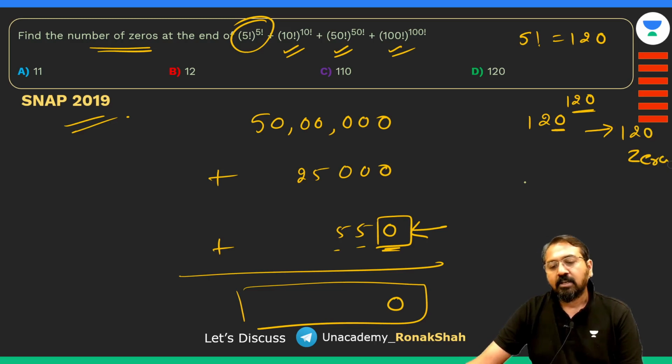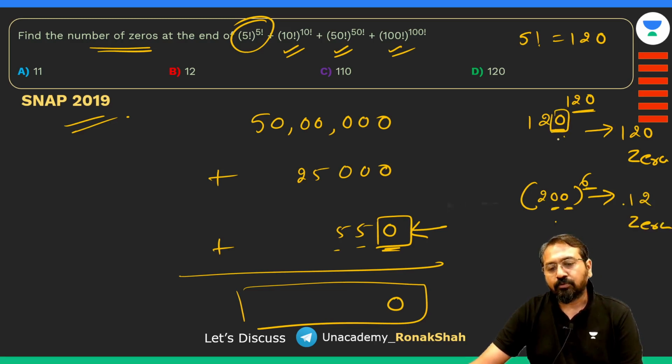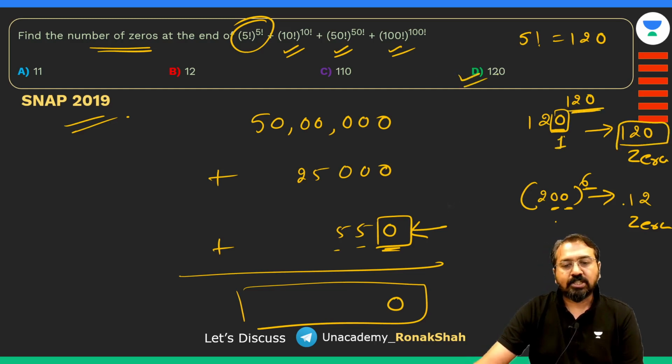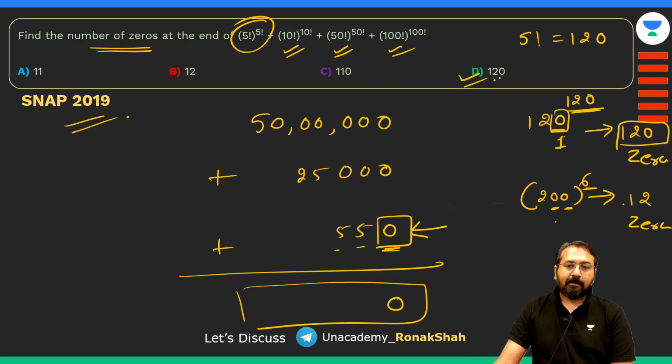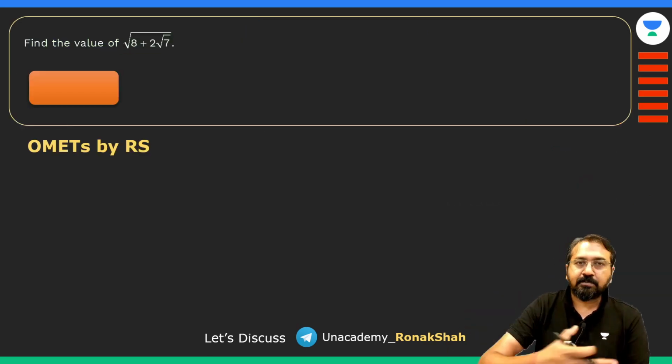It's very simple. For example, if I take a number, say 200 raised to 6, how many zeros will be there? Can I say there are two zeros over here and there is 6 power. So 2 into 6, it's 12. So it will have 12 zeros. Exactly the same way, there is just one zero into, so 1 into 120. So there will be 120 zeros. So the answer for this question should be 120. With this, it comes to an end of this particular concept.